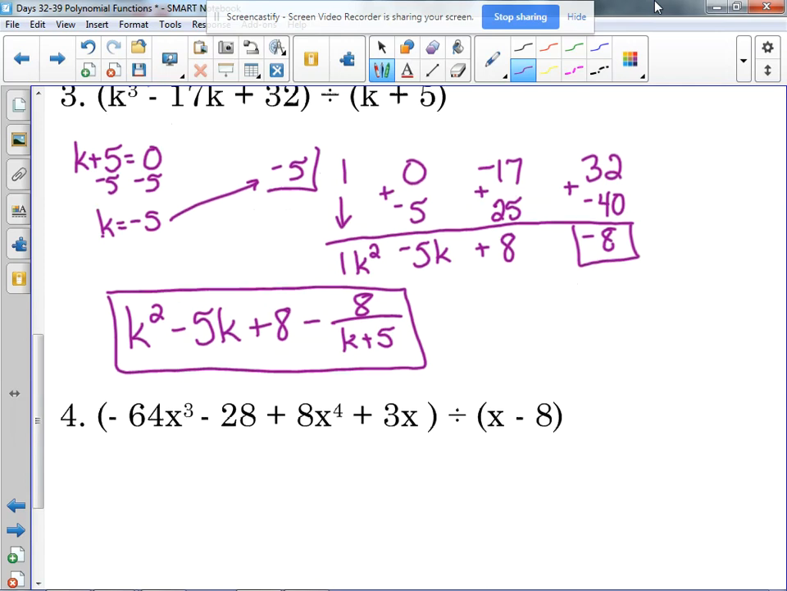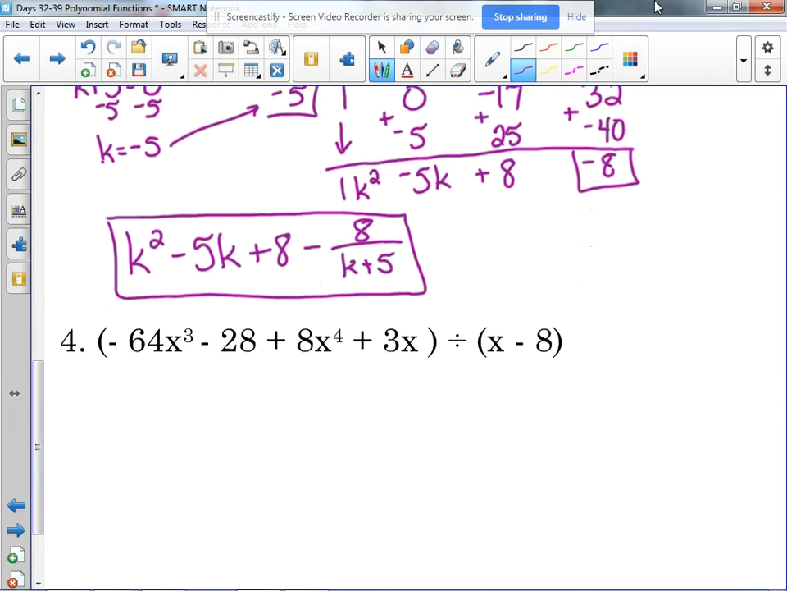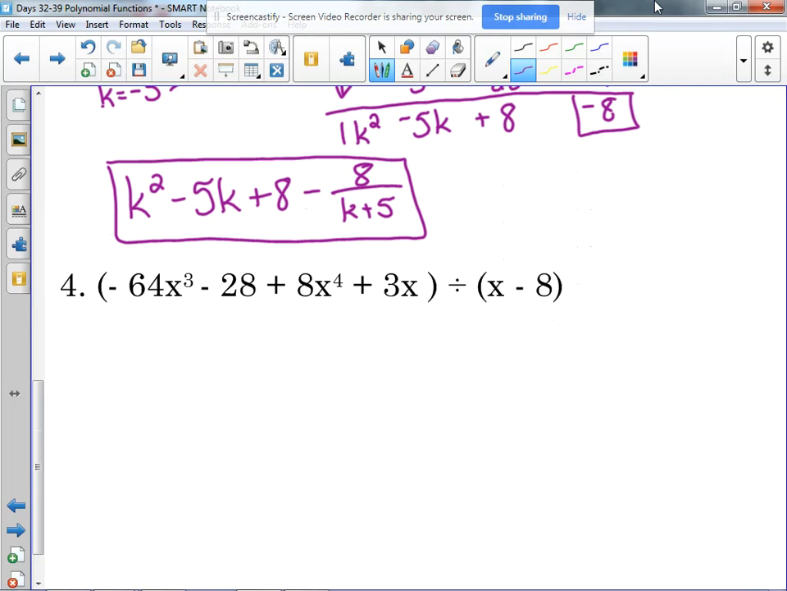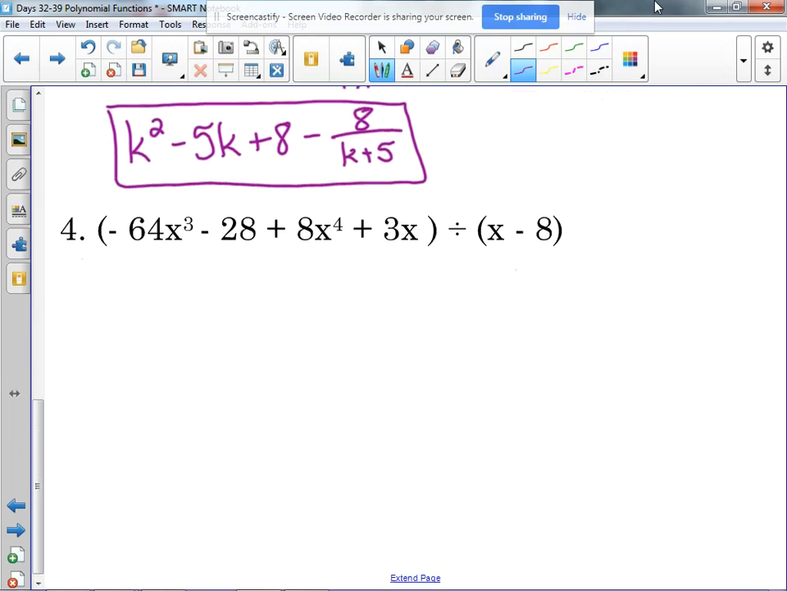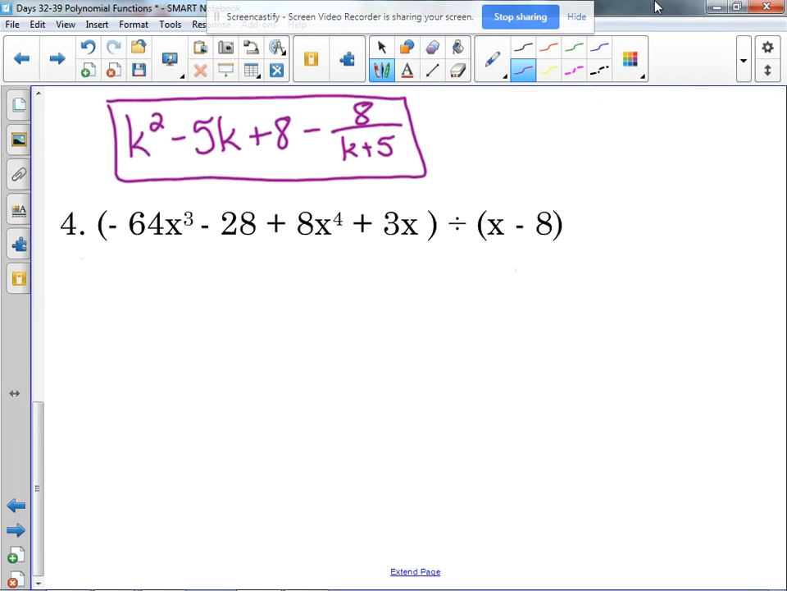Now, the reason why I threw this up here is because there are some problems on the practice that your terms are not in order. Your terms must be in order to be able to do synthetic division. You do not necessarily just copy them straight down if they are not in standard form. Okay, so x minus 8 still set it equal to 0. We get 8.